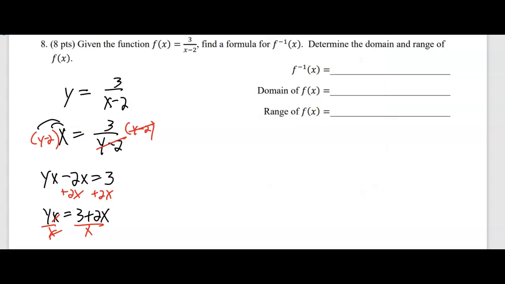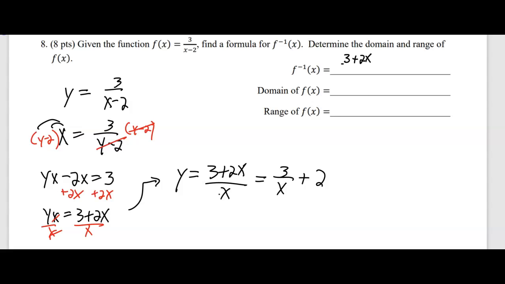So this is the inverse function, assuming you didn't make any mistakes. Y equals 3 plus 2x over x. You could choose to distribute this division and have 3 over x plus, and then in the second term the x's would reduce, just 2. But either way, it doesn't matter. I will write the first one: 3 plus 2x all over x. That's our inverse function.